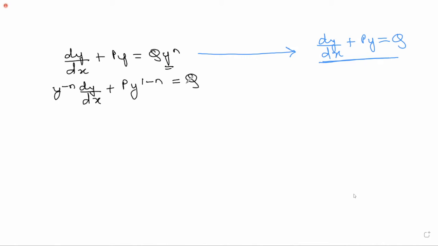This much is clear to everybody, this first step? Yes. We divided by y raised to n because in our linear form we don't have any y raised to n on the RHS, so I want to get rid of that. But the derivative also should not have any coefficient; I want simple dy by dx. So to get rid of this term, I make a substitution. Let y raised to 1 minus n be equal to v. So I've changed the dependent variable from y to v.